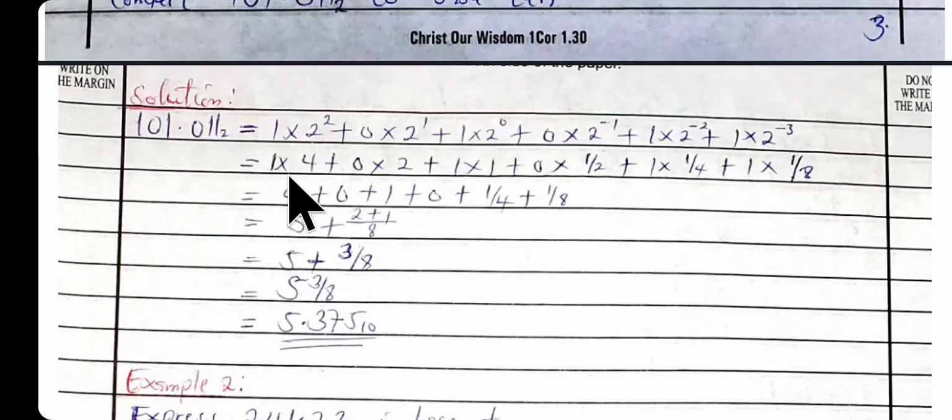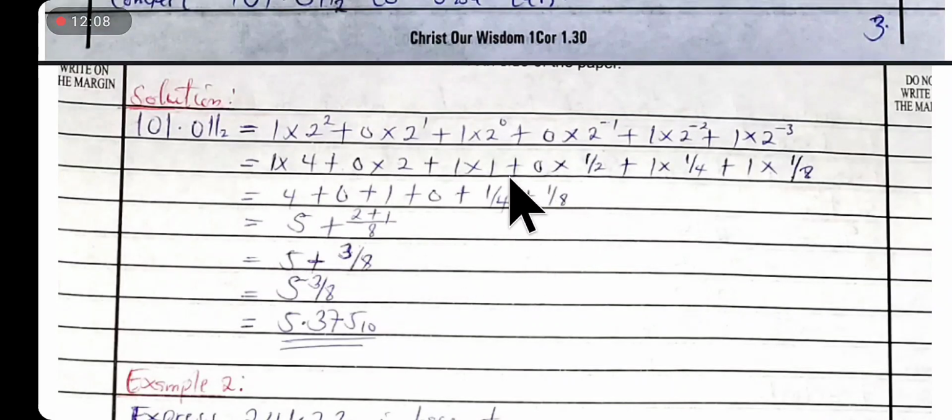Then from here, we have 1 times 4 is 4. 0 times 2 is 0. Anything multiplied by 0 is 0. Then plus 1 times 1 is 1. Then 0 times 1 over 2 is 0. Plus 1 times 1 over 4 is 1 over 4. Plus 1 times 1 over 8 is 1 over 8. Now, here 4 plus 0 plus 1 is this 5.